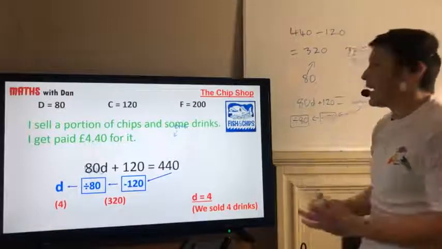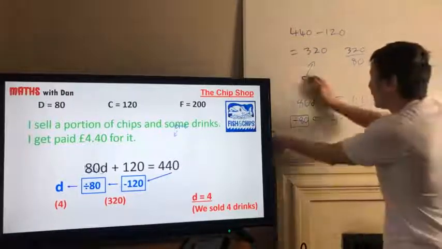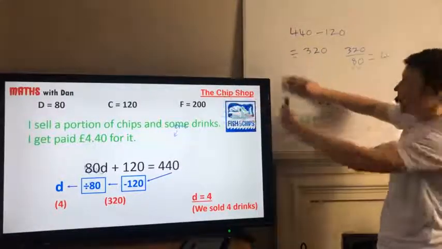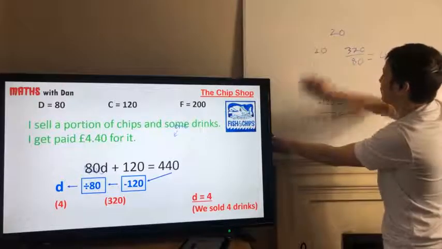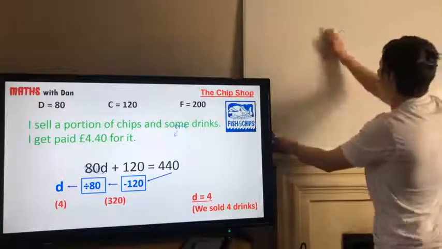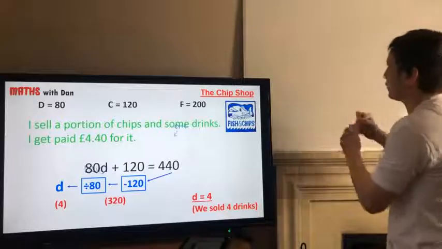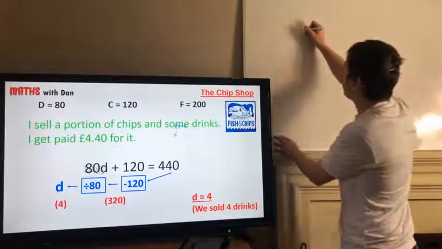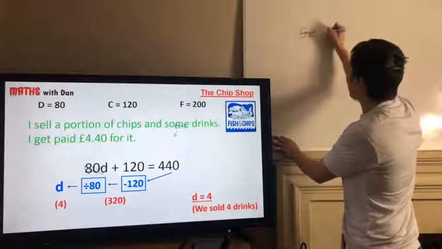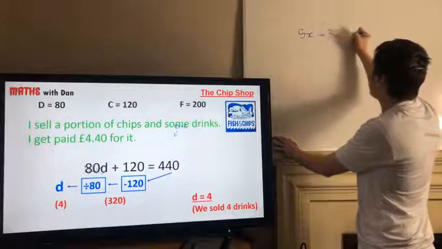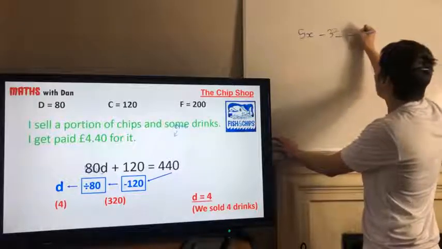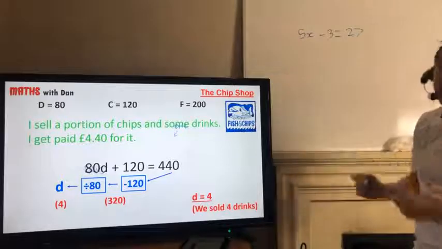So this equation thing is really important. So the kind of questions you'll get, those are the ones you want to answer, because that's to do with real life stuff. But you might be given an equation like this. So if you were given this equation here, 5x minus 3 equals 27, you would work backwards.